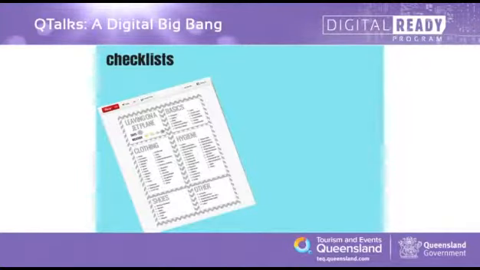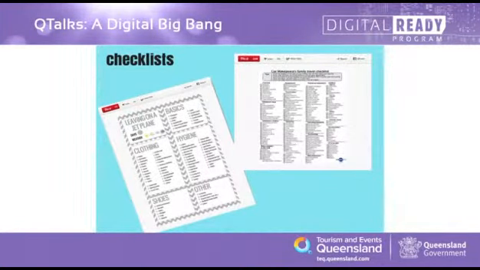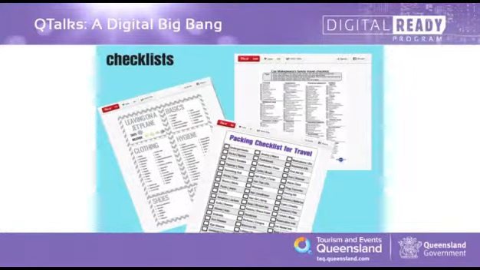Another one is checklists, and we as humans like the cheat sheet and the easy option. We like everything wrapped up for us so we don't have to think about what we're doing.